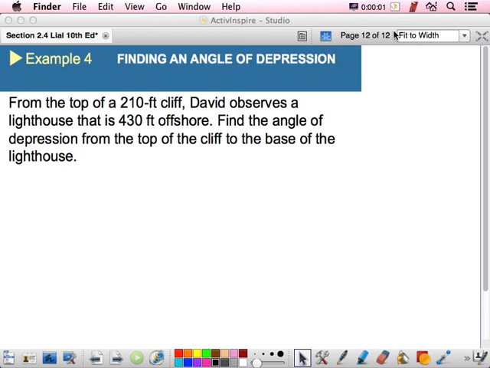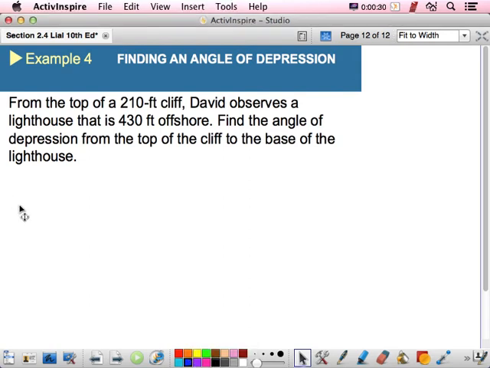And this is technically the final example, but I do want to show you one other thing after this, so don't get too excited. We're going to say that from a 210-foot cliff, David observes a lighthouse that is 430 feet offshore. We want to find the angle of depression from the top of the cliff to the base of the lighthouse. So we're looking for the angle. We're not given the angle, we're looking for it.